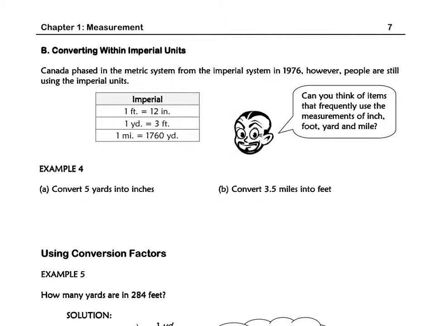All right, so the next section talks about converting within imperial units. You need to know the chart again: 1 foot is 12 inches, 1 yard is 3 feet, and 1 mile is 1,760 yards. And if you want, you can multiply the 1,760 by 3 to get it in feet. Okay, so converting 5 yards into inches, we can say that 1 yard is 3 feet, which equals 3 times 12 inches, or 36 inches.